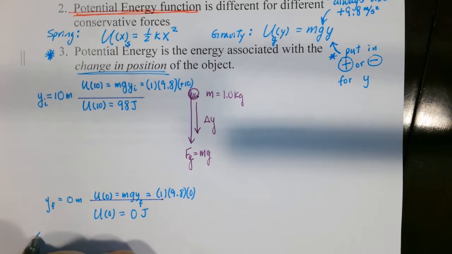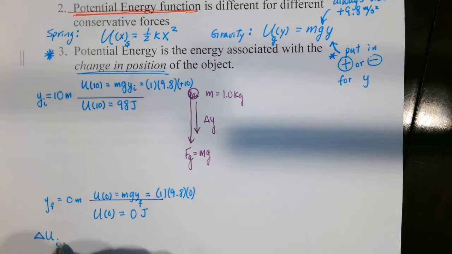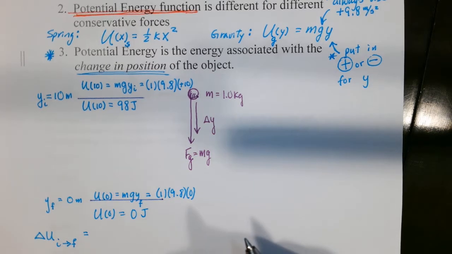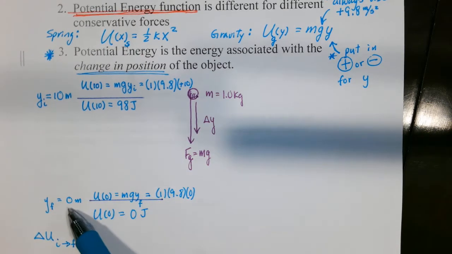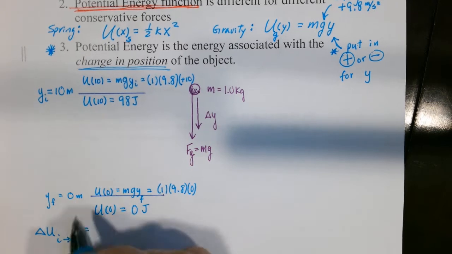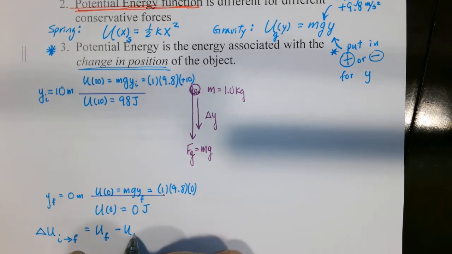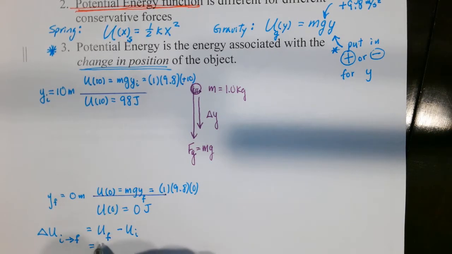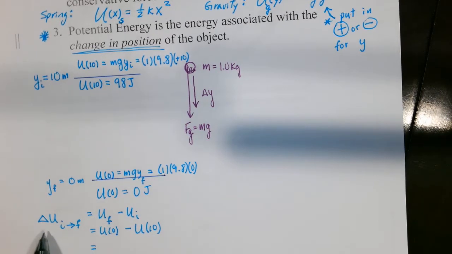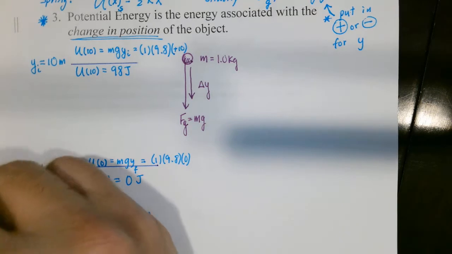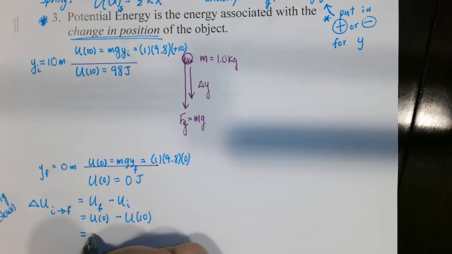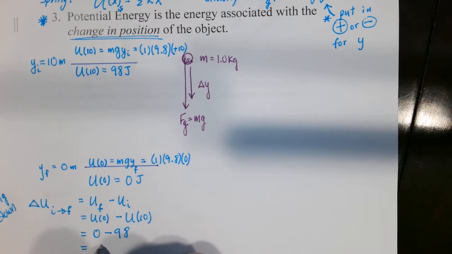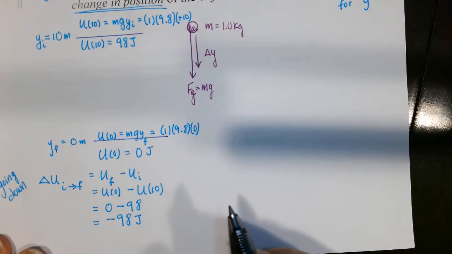So if I want to find out my change in potential energy from initial to final, that is really nothing more than: my initial is 10, my final is 0. So change in potential energy would be UF minus UI, which is U at 0 minus U at 10. So the change in potential energy from initial to final, this is going down by the way, will be 0 minus 98, which is just negative 98 joules.